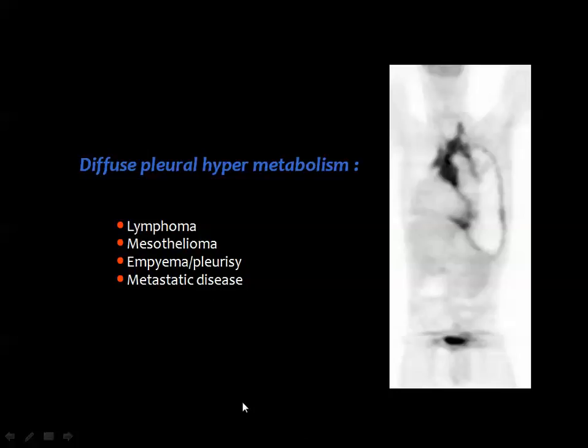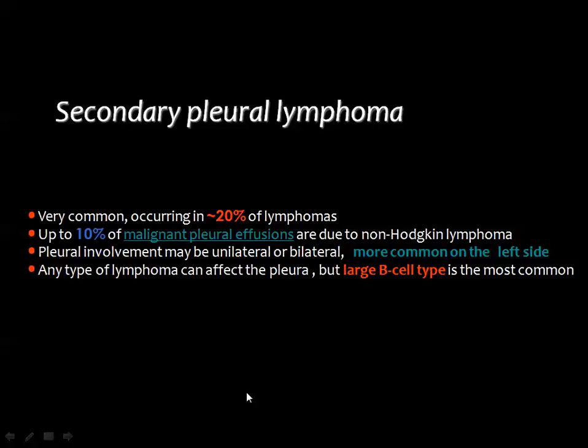The secondary pleural lymphoma, or the metastatic pleural lymphoma, is more common and is seen in around 20% of cases of lymphoma, and in up to 10% of these cases you have pleural effusion where you can detect malignant cells inside. Pleural involvement may be unilateral or bilateral, and it is usually more common on the left side. The most common type seen of pleural lymphoma is the large B cell type.